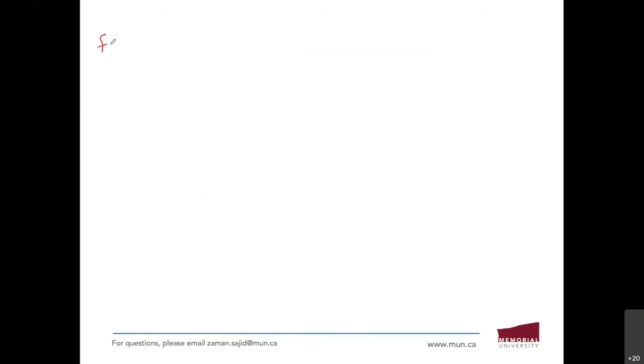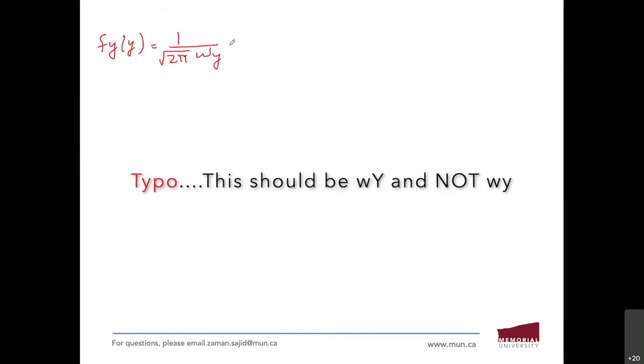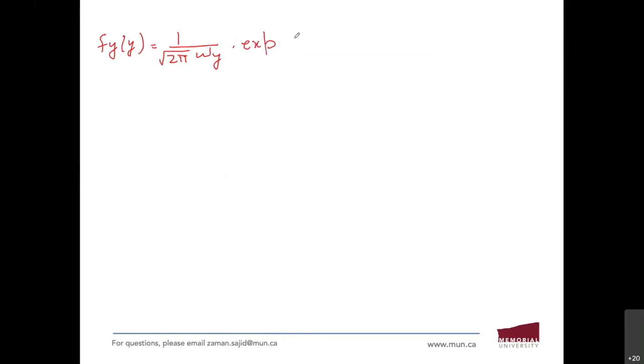So my f of y will become 1 over 2 pi, this will be my w of y, times exp minus 1 over 2 w square into natural log of y over y naught, and we take the square of this term and close the parenthesis. So this is your PDF for log normal distribution.